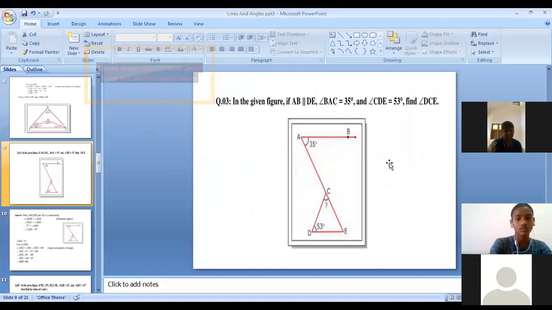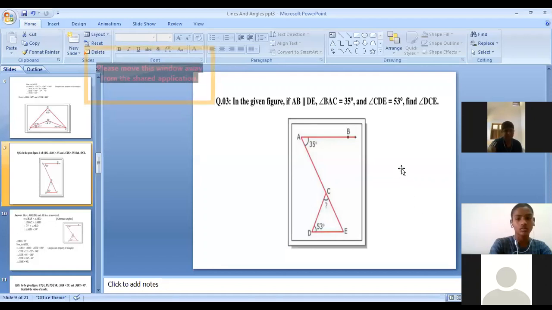Now, question number 3. Ojeshwini, read it here. In the given figure, if AB is parallel to DE, angle BAC is equal to 35 degrees and angle CDE is equal to 53 degrees. Find angle DCE. Okay. Now, I want Madhumita to explain how to find this. Madhumita, you are present? Yeah, I'm here, ma'am. Will you explain how to find the value of this?